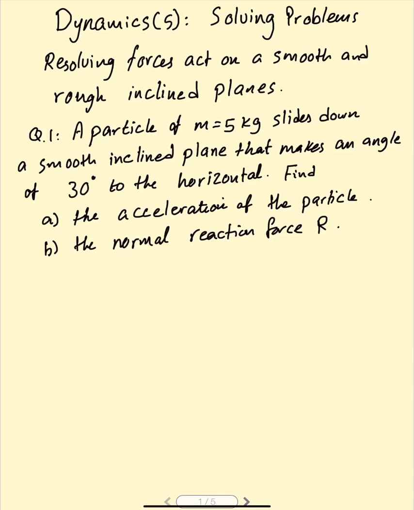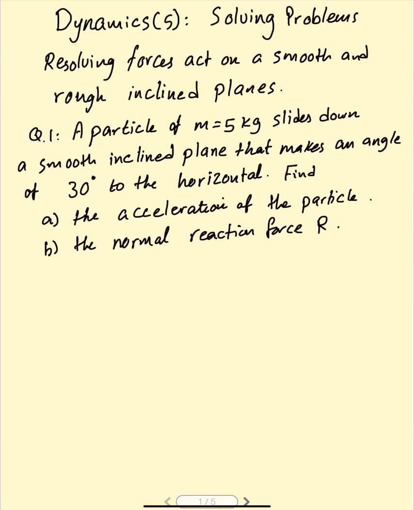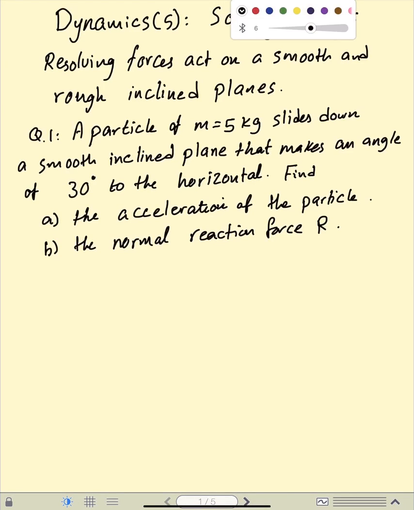So we'll be starting solving the questions. We start with question number 1. The question says a particle of mass 5 kilograms slides down a smooth inclined plane that makes an angle of 30 degrees to the horizontal. So, before I continue reading the question from here, sketch the question first. Draw it. So let's draw it together.